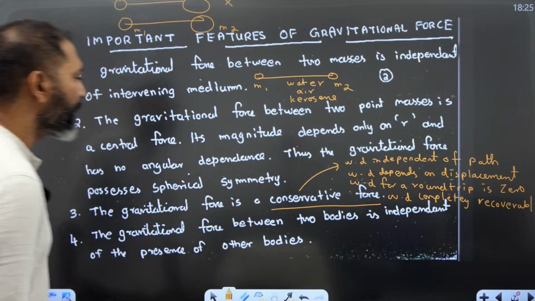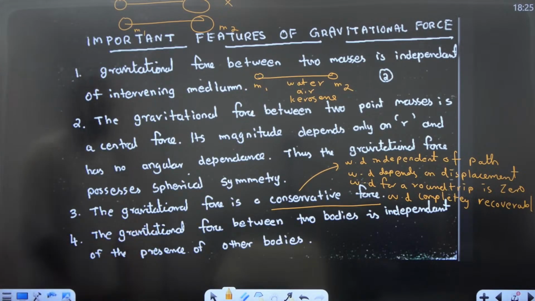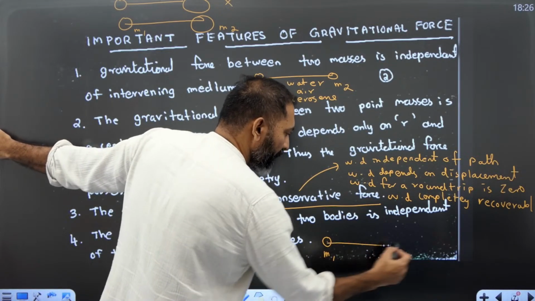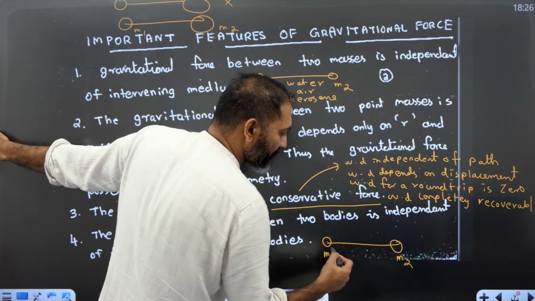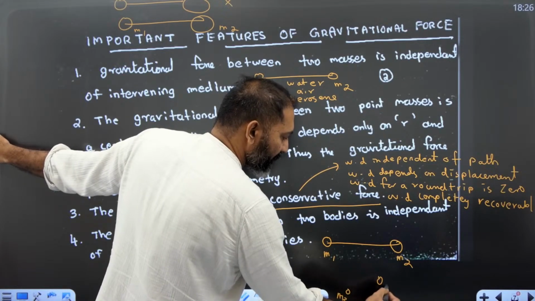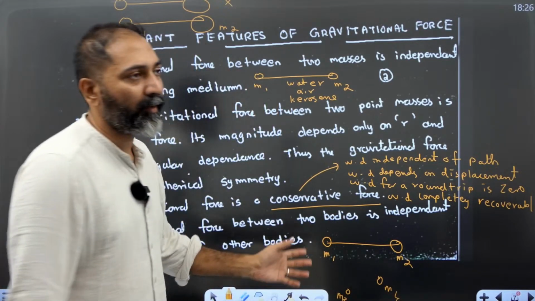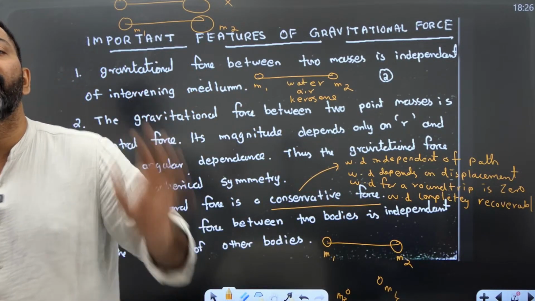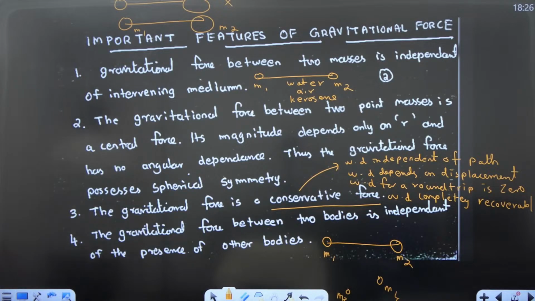And one more feature: gravitational force between two bodies is independent of the presence of other bodies. Suppose there is a mass m1 and a mass m2. Suppose m3 and m4 are there. Even if m3 and m4 are present or absent, the gravitational force between m1 and m2 will be the same. Gravitational force between M1 and M2 does not depend on the presence of other bodies. Any doubt? Did you understand? These are the features of gravitational force. Any doubt?